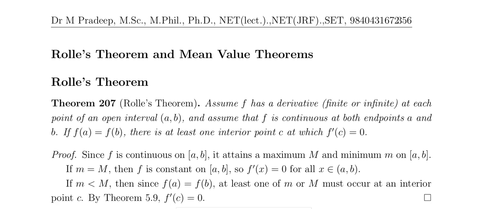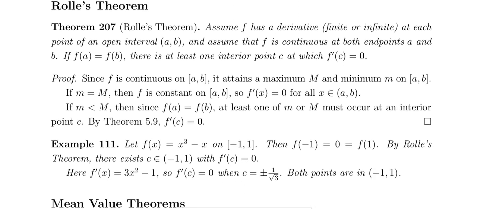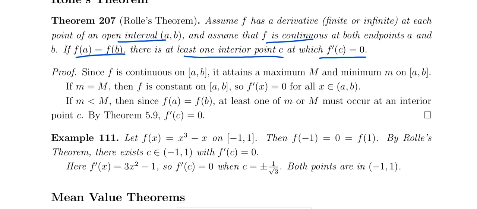So by Rolle's theorem, the function has a derivative at each point of the open interval a comma b. The function is differentiable in the open interval a comma b, and the function is continuous on the closed interval a comma b including the end points. If f of a equal to f of b, then there is at least one interior point c at which f dash of c equal to 0. That is called Rolle's theorem.